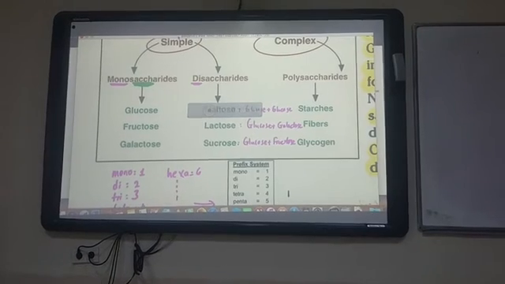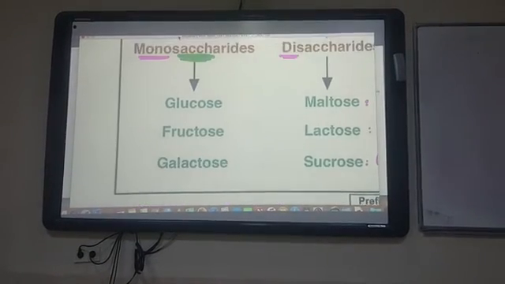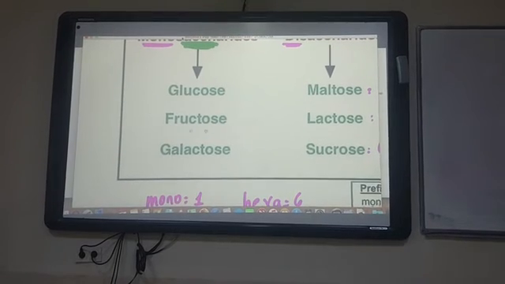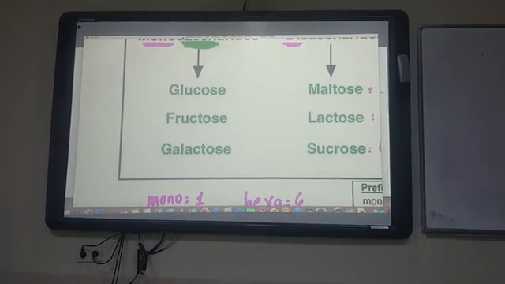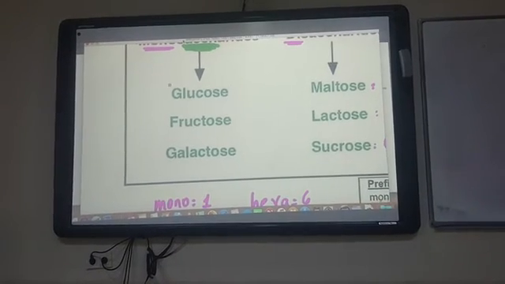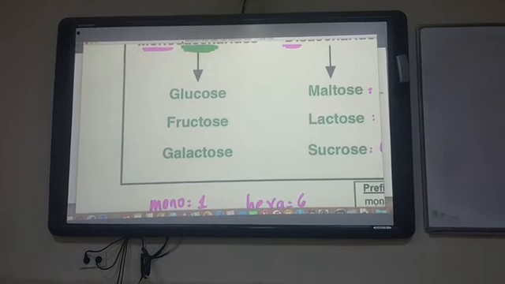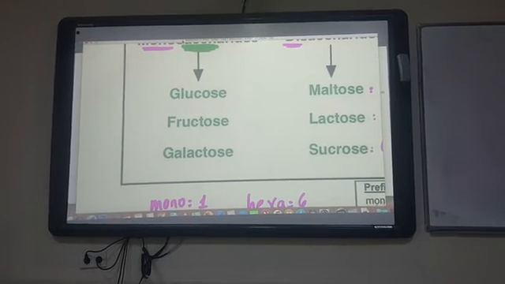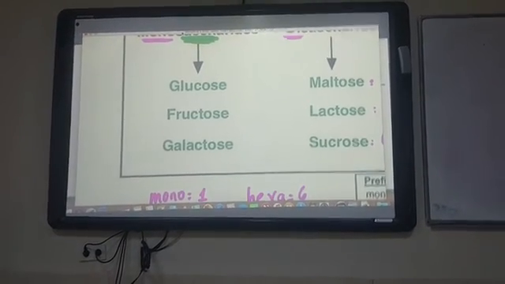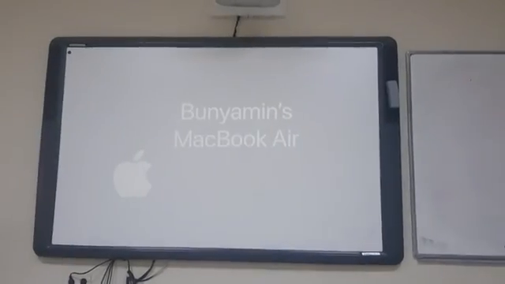Glucose, fructose, and galactose are monosaccharides. Fructose is known as fruit sugar, and galactose is known as milk sugar. Glucose is mostly found in honey and raisins. Raisins in Kurdish, dried grape, right, yes.